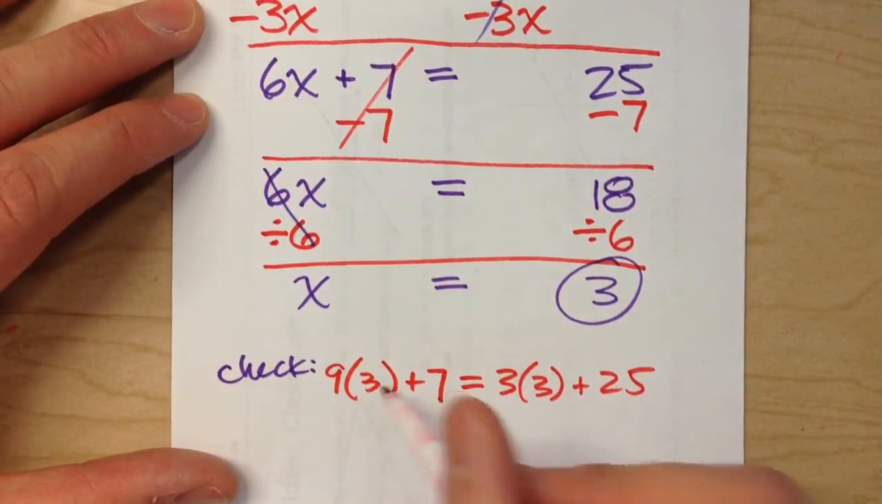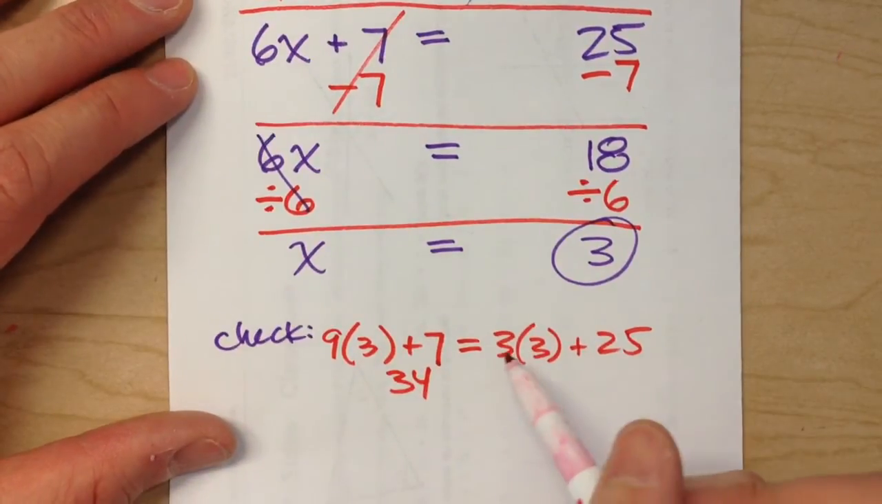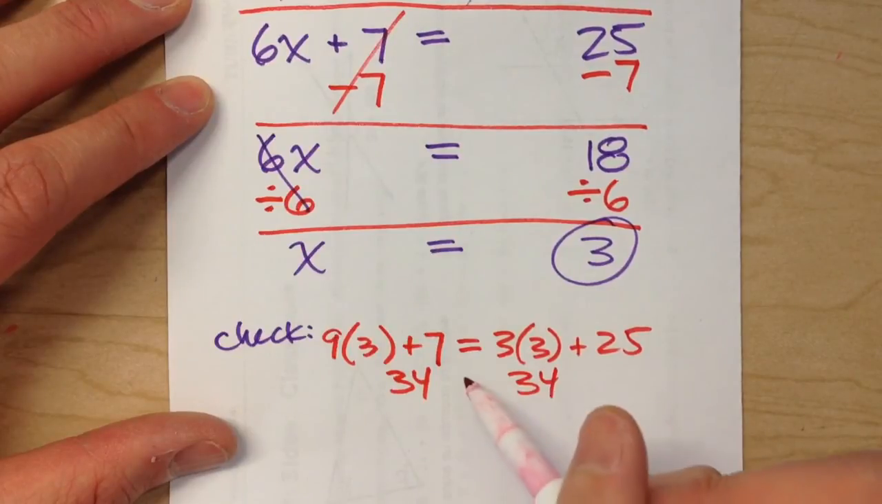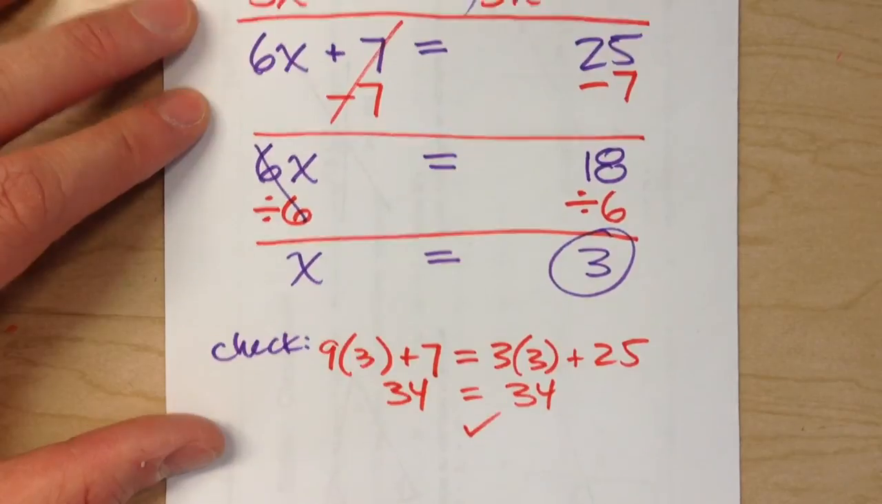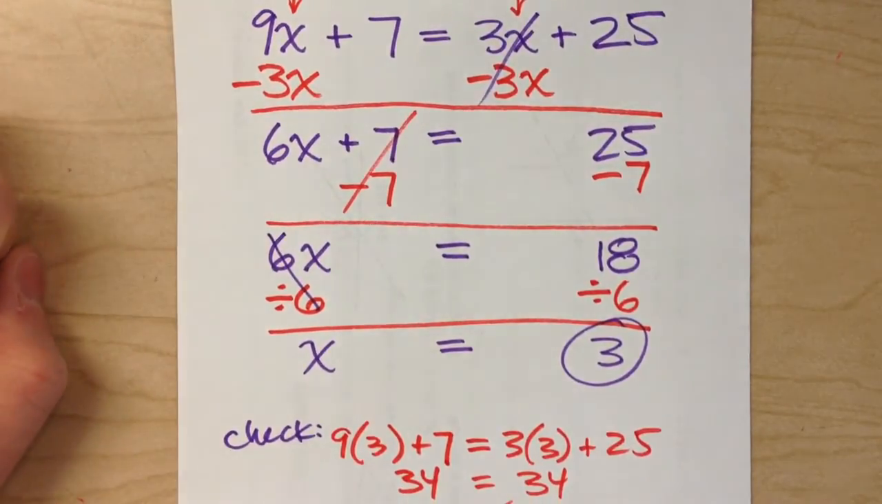9 times 3 is 27, plus 7, that's 34. 3 times 3 is 9, plus 25, that's 34. They're equal. Our answer must be 3. And that is how you solve an algebra equation with x on both sides.